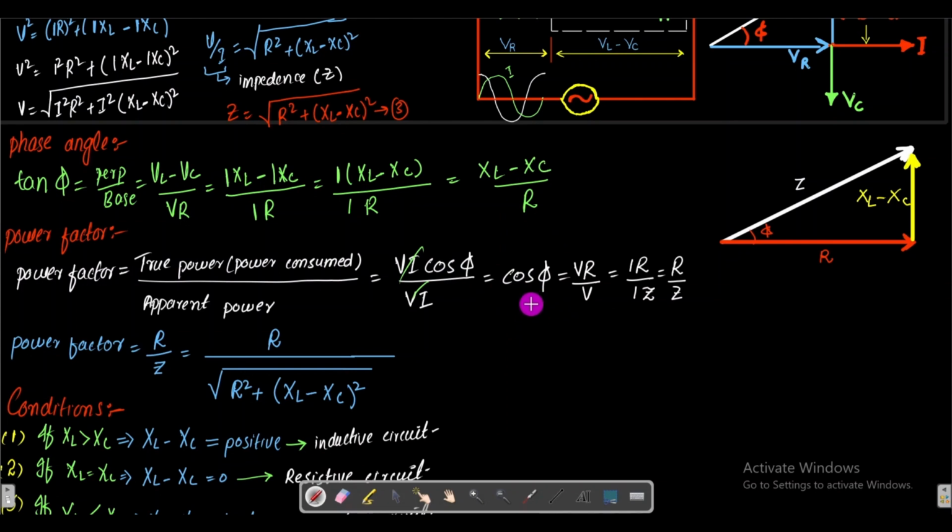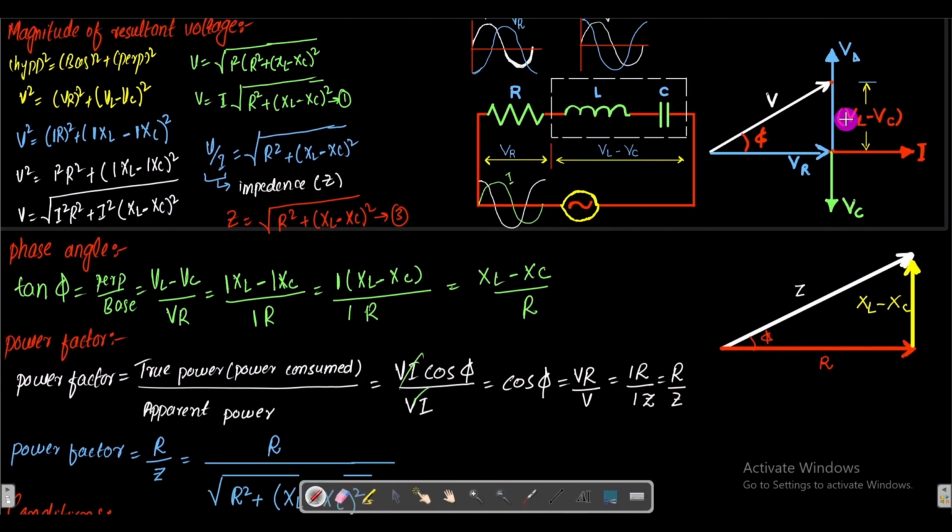We know that cos is actually the base by hypotenuse. So in this diagram we have the base, which is VR, and the hypotenuse is V. So VR is equal to IR, and this is equal to IR over IZ. Z is actually the total impedance, the total opposition to the flow of the charges, and V is actually the total voltage. So instead of V we put IZ.